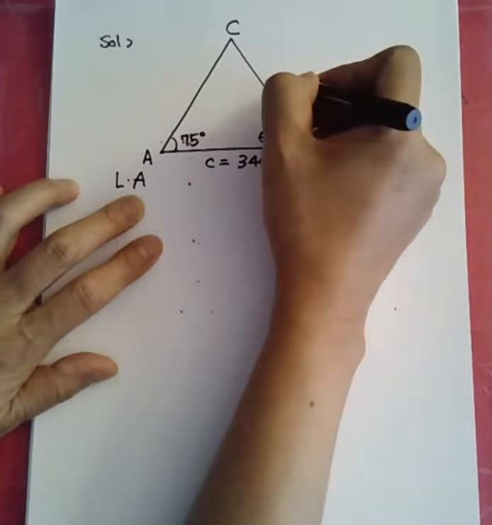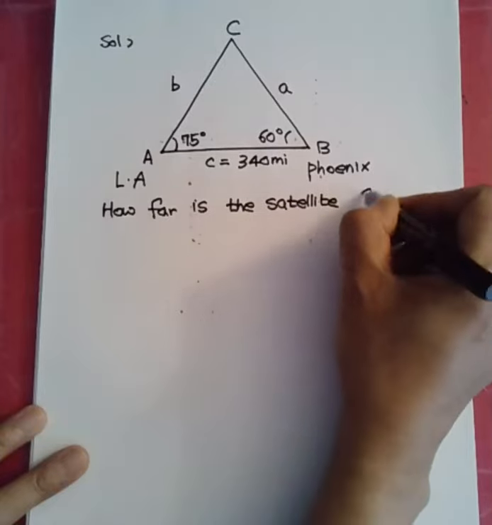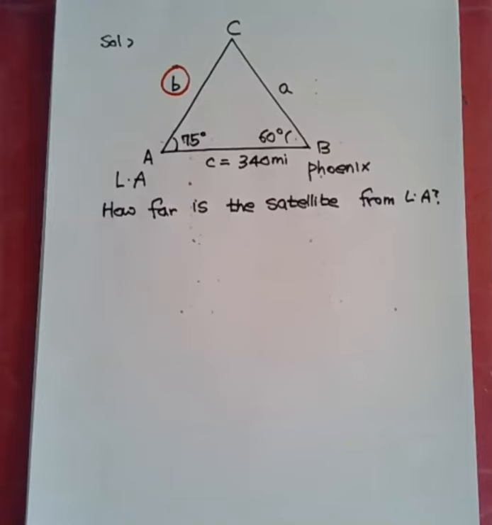And this is A, this is B. The problem is how far is the satellite from Los Angeles. So we are looking for the side length B.